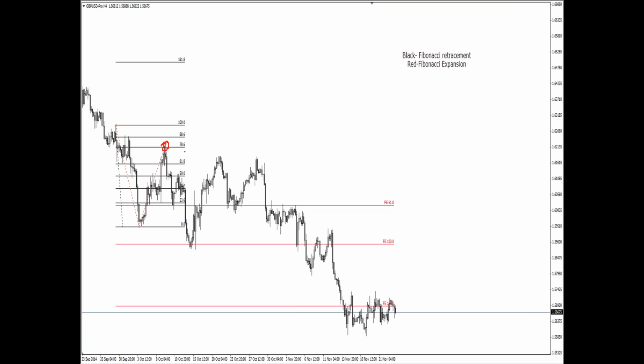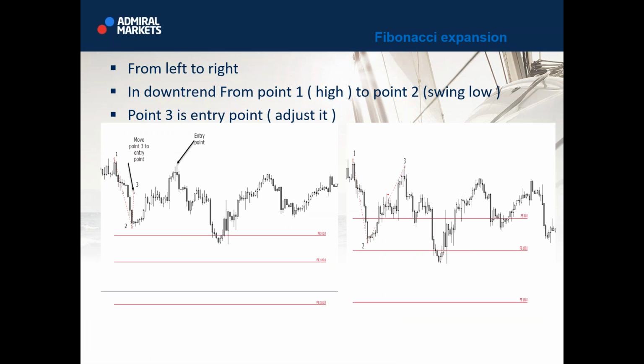Once we place our entry, we put the extension to show us the target, usually first, second, third target. From left to right, always. In a downtrend, from point 1, the high, to point 2, which is the swing low. Point 1, point 2, point 3, let's say. Point 3 is the entry point. You need to adjust it. So once you see this, you need to move this point to your entry point.